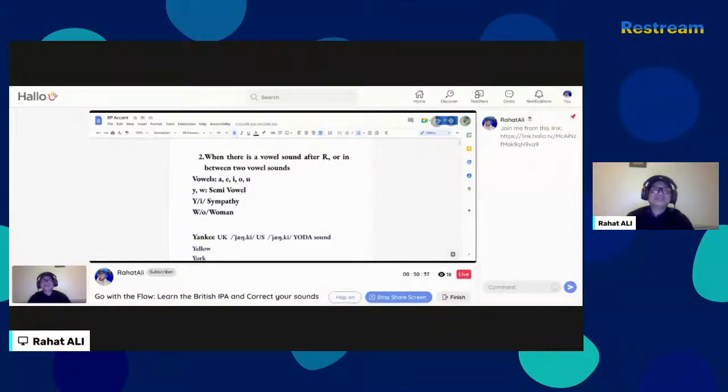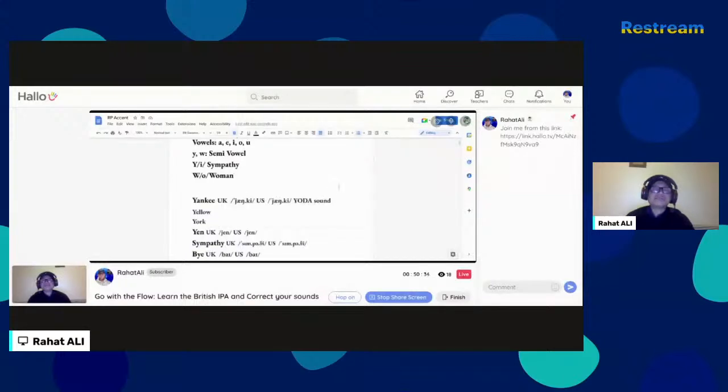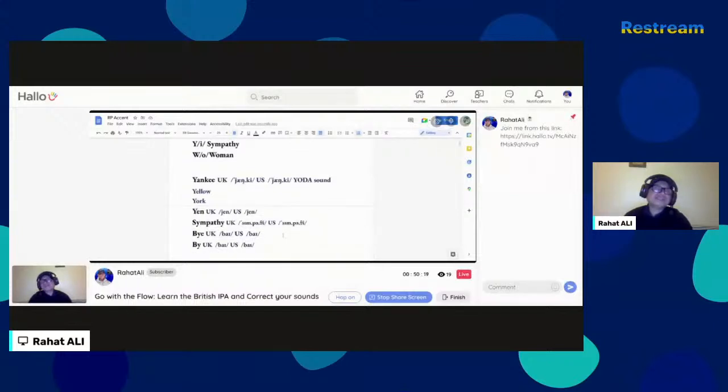Some examples are Yankee, Y, and this Y sound is called the Yod sound. Yellow, York, Yen. You may notice that in phonetic symbols Y is presented as J. Look at the word sympathy. Y is the I sound in both cases of Y in the spelling.